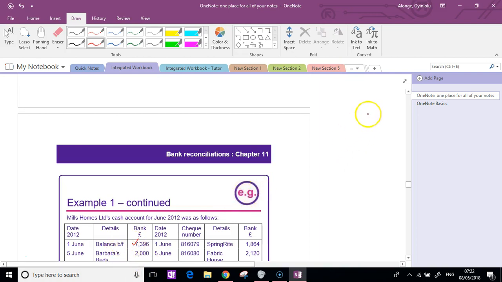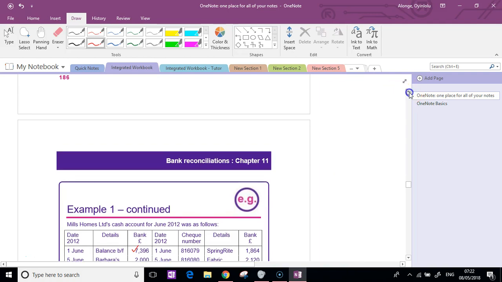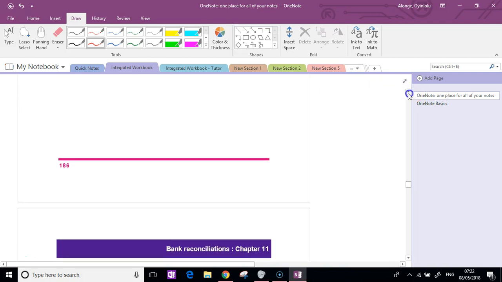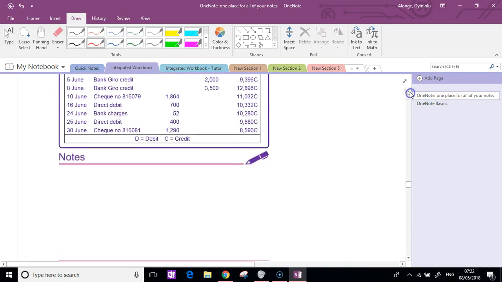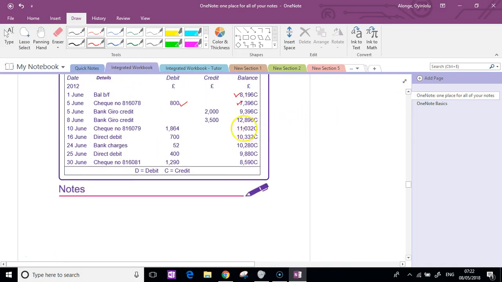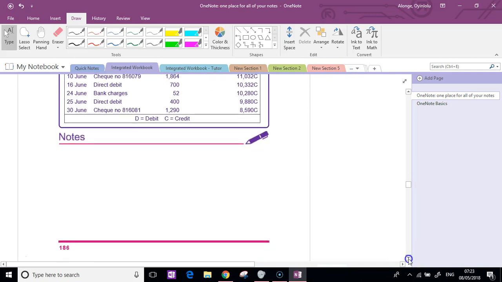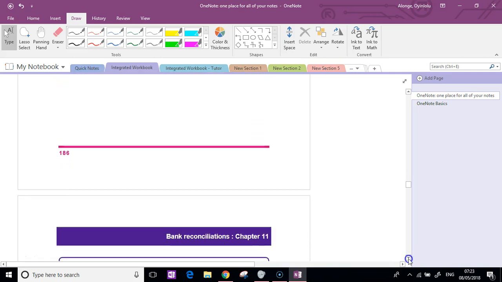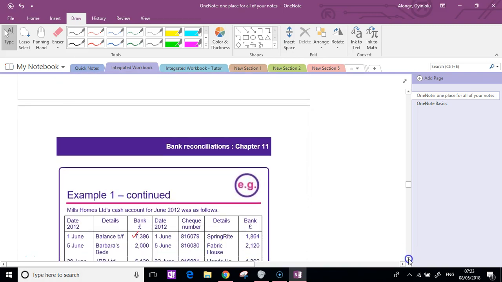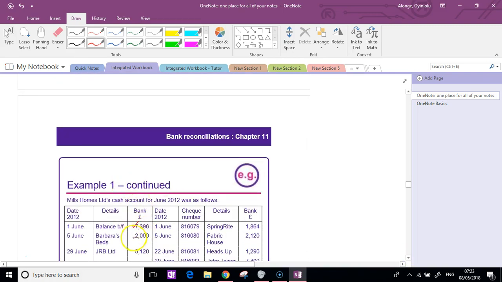So let me tick off everything else I can see in both. Can I see the giro credits of 2,000 and 3,500? Let me have a quick look. 2,000. Yes, I can see this 2,000. I can't see the 3,500. So good, I know that's not there.